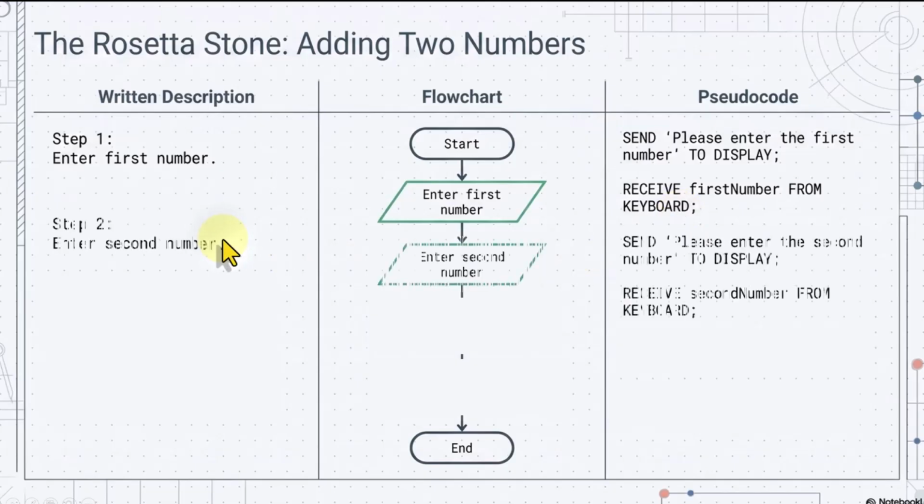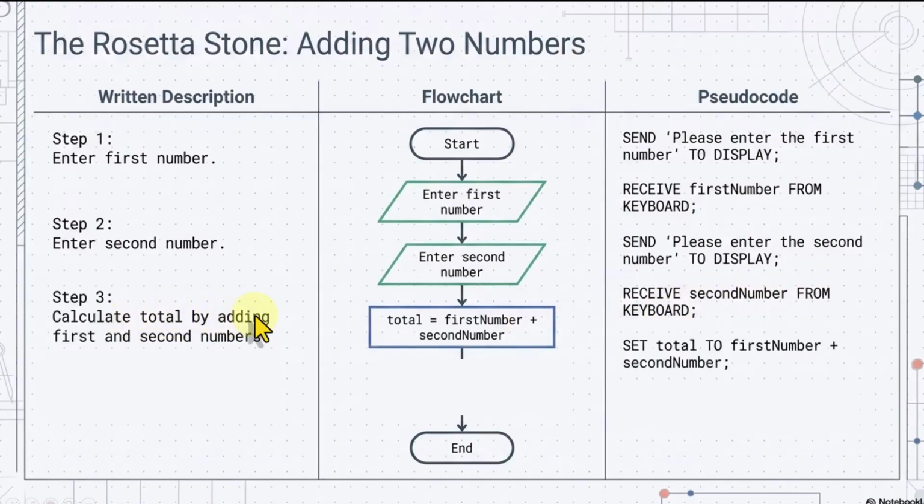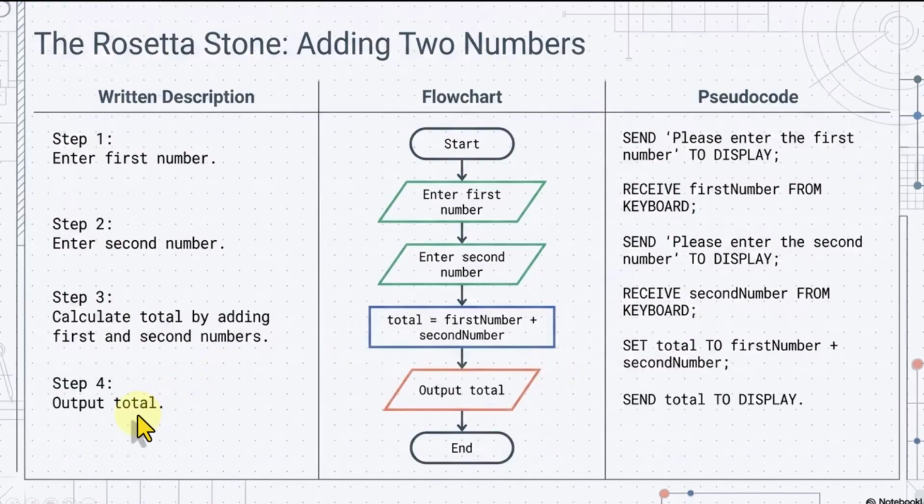Then the next step is to enter a second number. In the flowchart, again inside a parallelogram, enter second number. In pseudocode, send please enter the second number to display and receive second number from keyboard. Step 3, calculate total by adding first and second number. In the flowchart, inside a rectangle, we write total is equal to first number plus second number. In pseudocode, set total to first number plus second number. And step 4, output total. For output we use a parallelogram, so that is output total. In pseudocode, send total to display.